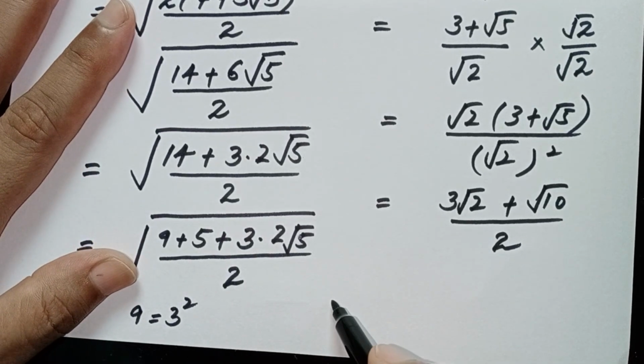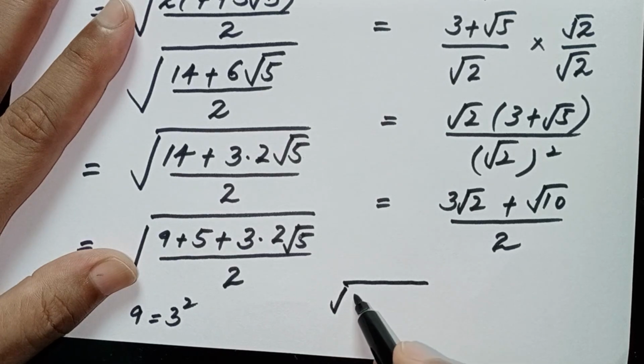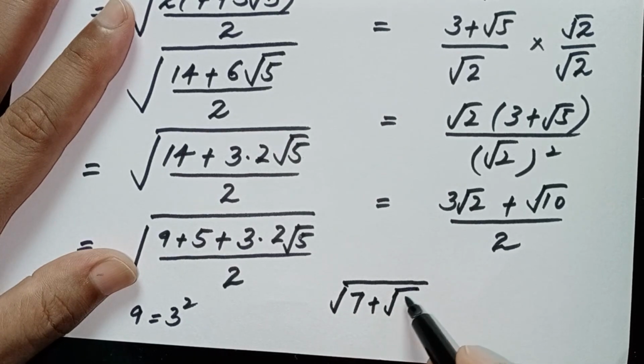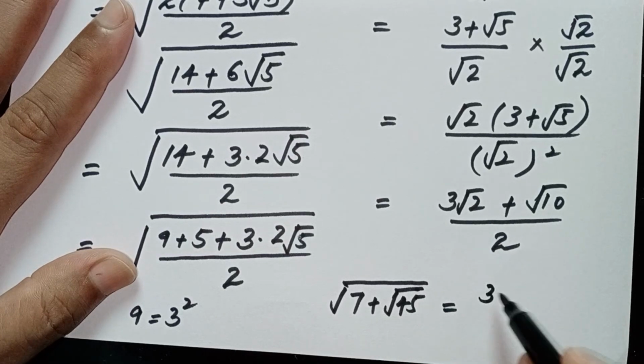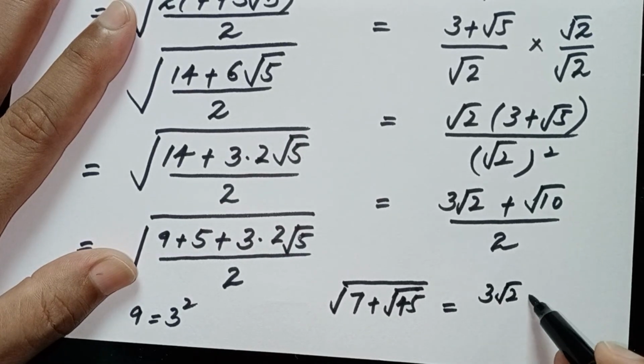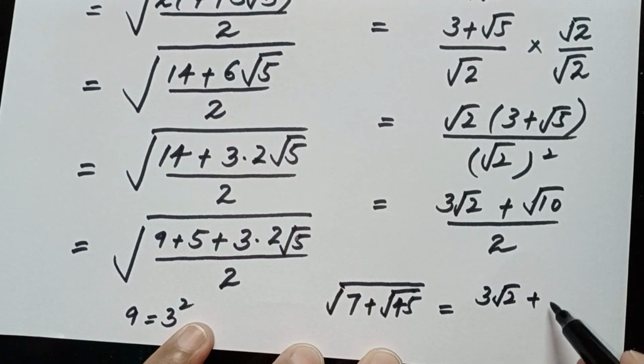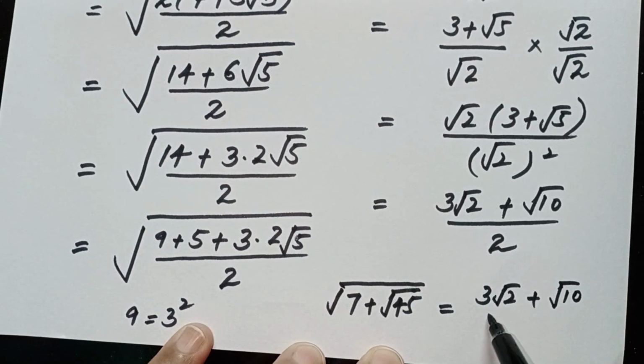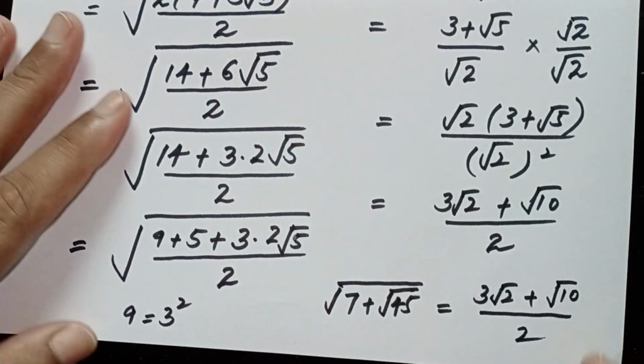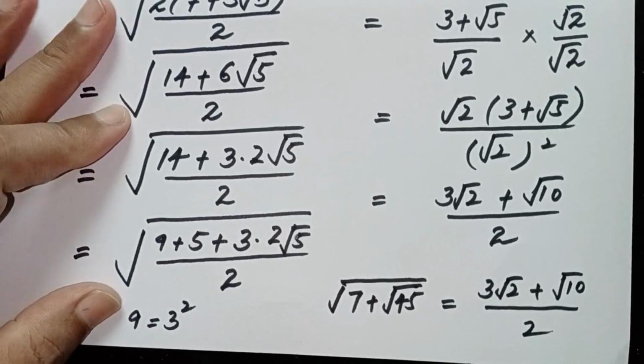So our given expression was the square root of 7 plus square root 45, and it is equal to 3 times square root 2 plus square root 10 over 2. It is the final expression. It is the answer to this question.